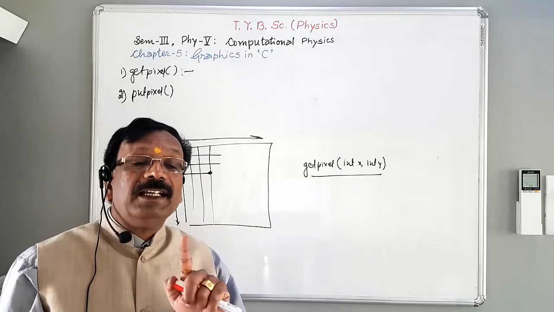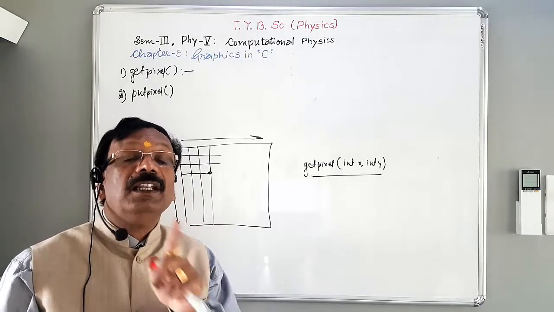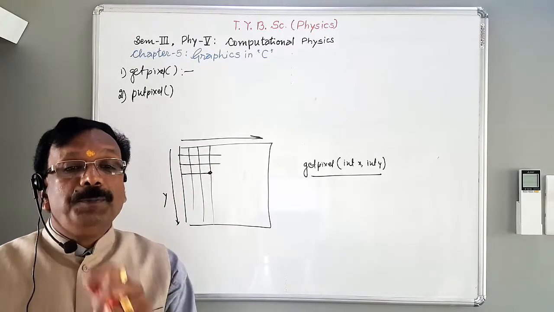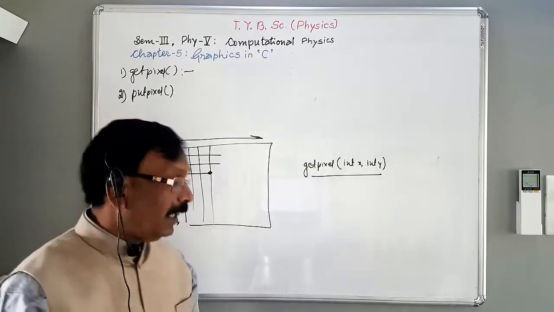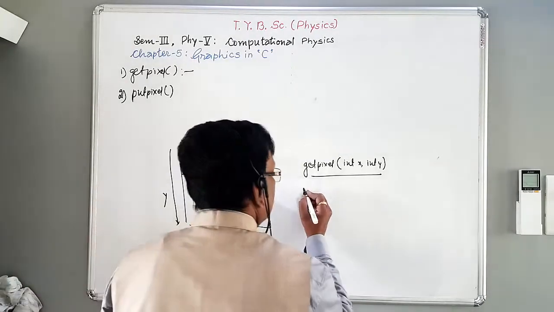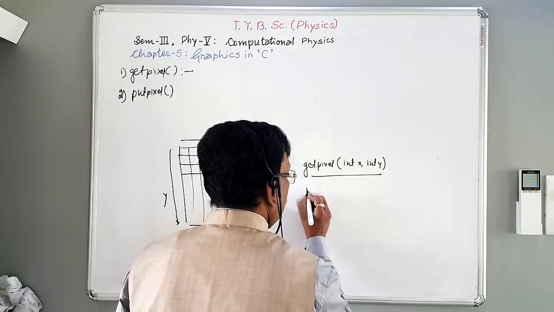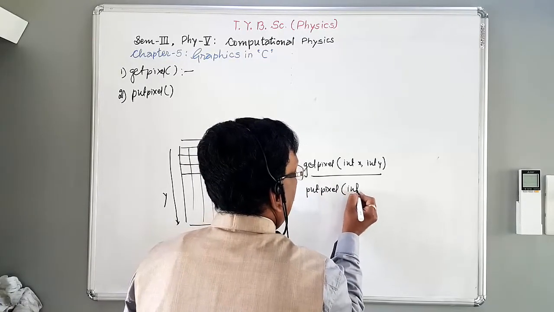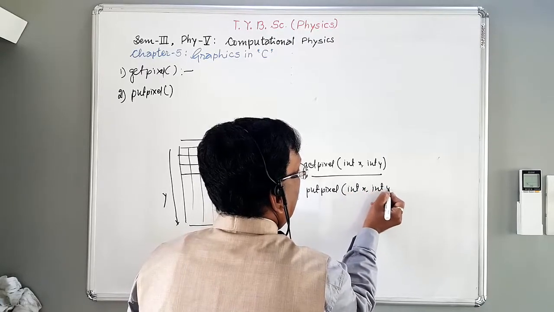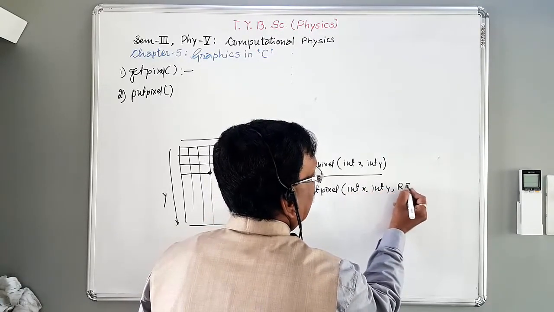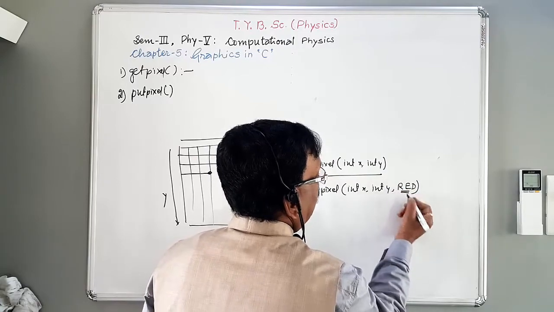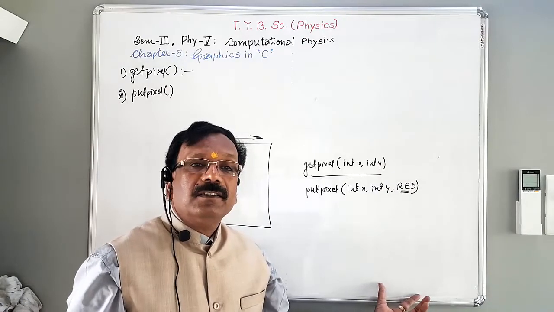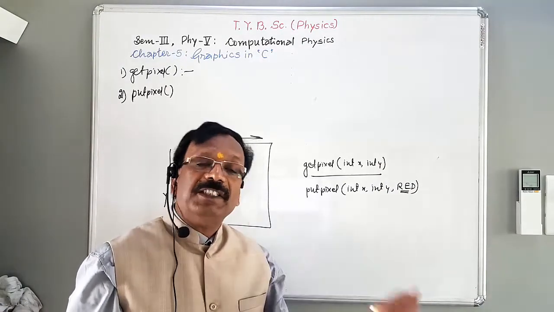The pixel color gives the color of the pixel point on the screen. For that purpose, similar syntax is there, only difference: put pixel, integer x, integer y and color, suppose red color. For this red color or for these colors, the integer values are already specified to the compiler.